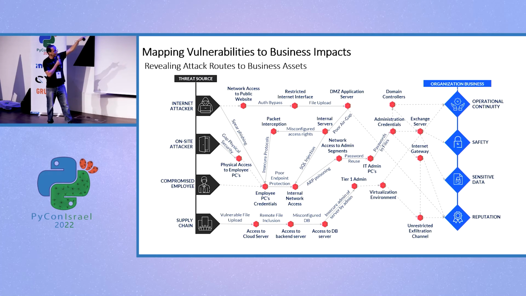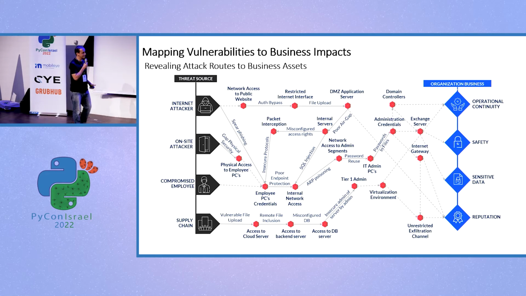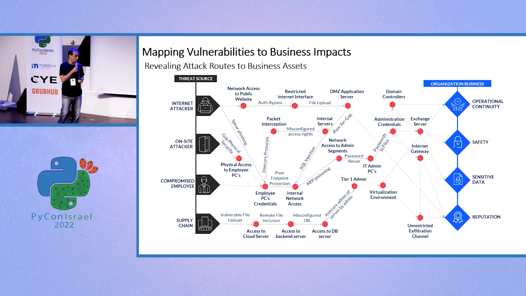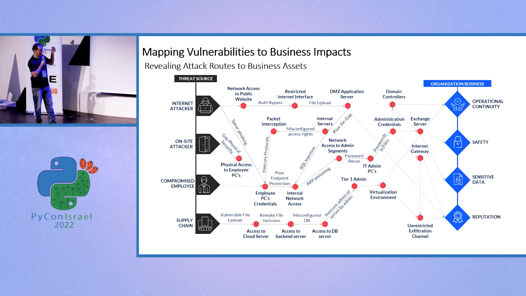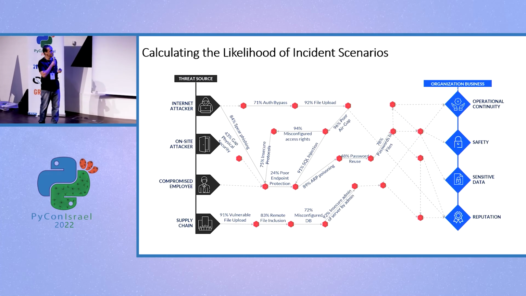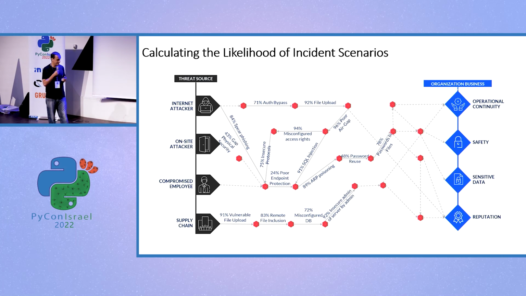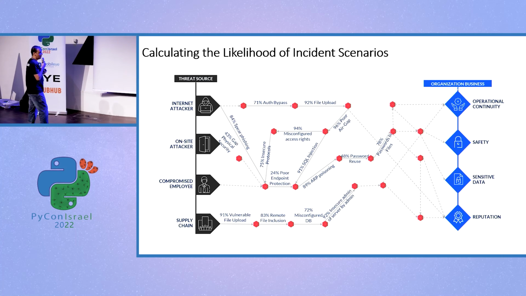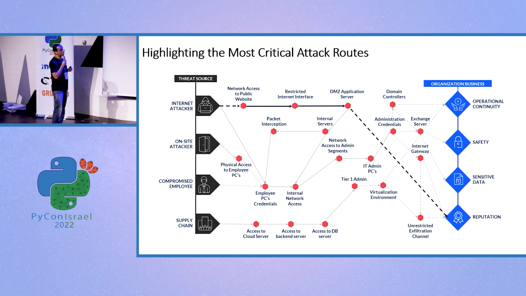put it on a graph, and on the left you can see different types of attackers, internet or compromised employee. On the right you see the business assets of the organization, such as business continuity, safety, or reputation, and then we can map the different vulnerabilities that enable someone to execute an attack. And we also have data scientists that calculate the likelihood of each vulnerability. And then we can select the most critical attack route.